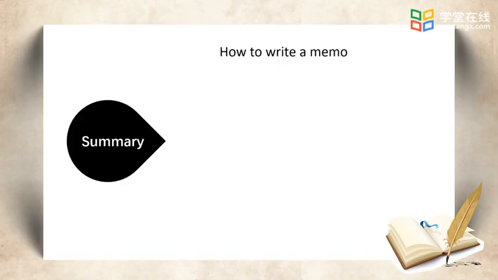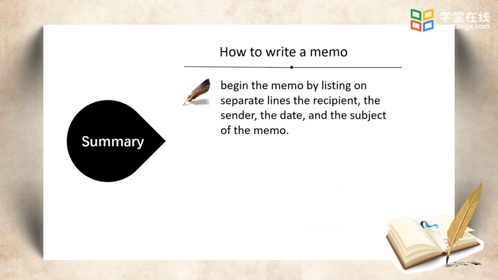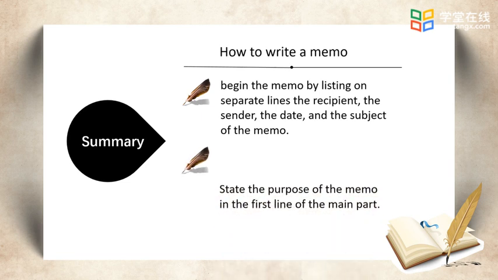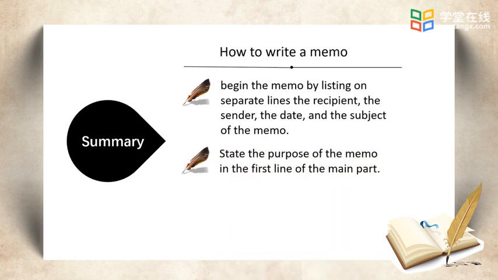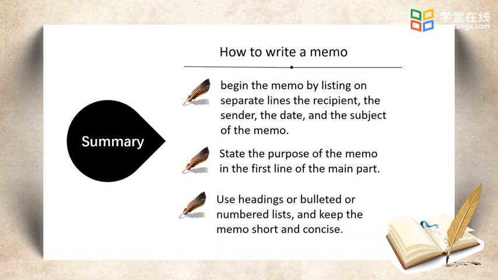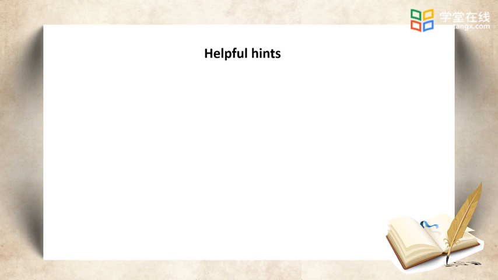Let's have a summary. Today, we learned how to write a memo. You need to begin the memo by listing on separate lines the recipient, the sender, the date, and the subject of the memo. State the purpose of the memo in the first line of the main part. Use headings or bulleted or numbered lists, and keep the memo short and concise. Before the end of this lesson, let's see some helpful hints.